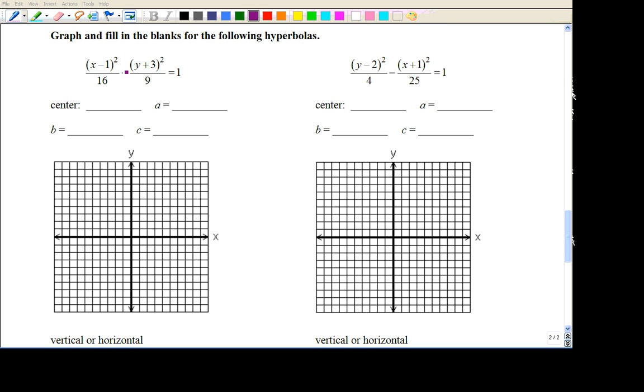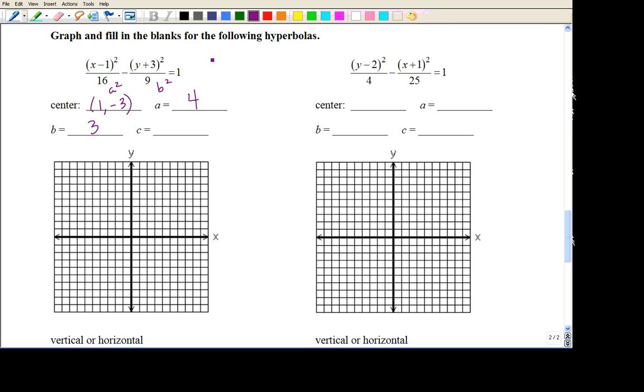Okay, so for this example on the left, we have (x minus 1) squared over 16 minus (y plus 3) squared over 9 equals 1. So for the center, we look at the x and y, opposite signs. We'll have a center at (1, negative 3). Remember, for the hyperbola, a squared is always first and b squared is always second. So a squared is 16, so a is 4. b squared is 9, so b is 3.